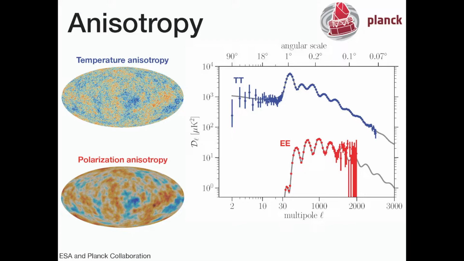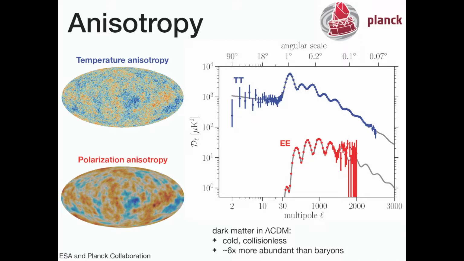The underlying gray curve shows the best fit theoretical model to lambda CDM, okay? And so in lambda CDM, we assume that dark matter is cold, it's collisionless, and it has to be about 6 times more abundant than baryons in order to reproduce these acoustic peaks that we observe in the CMB.